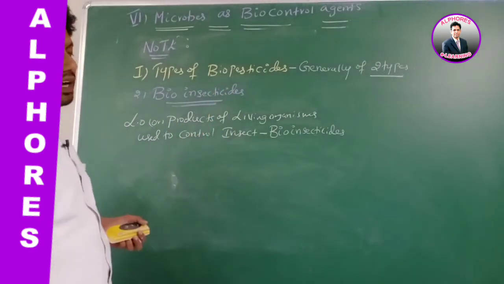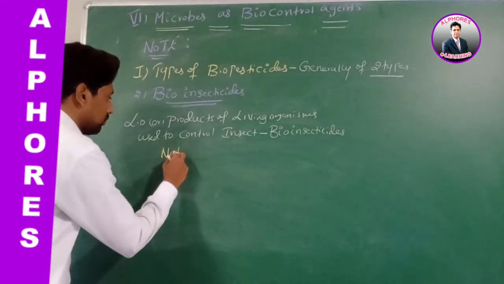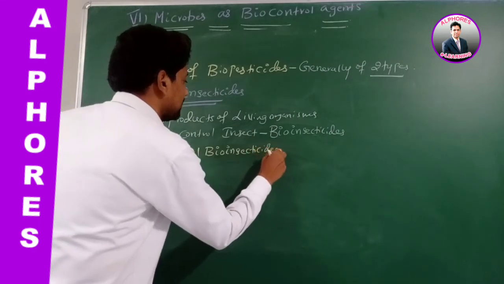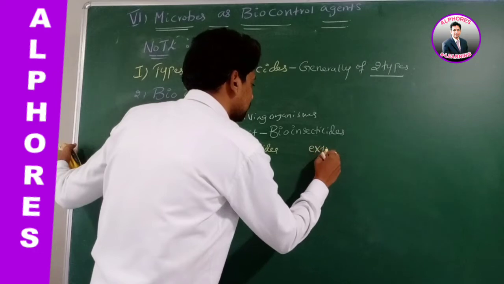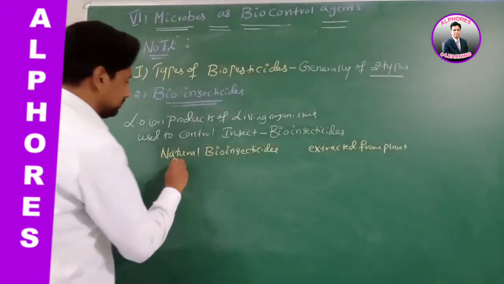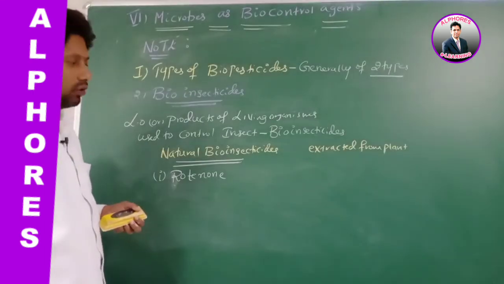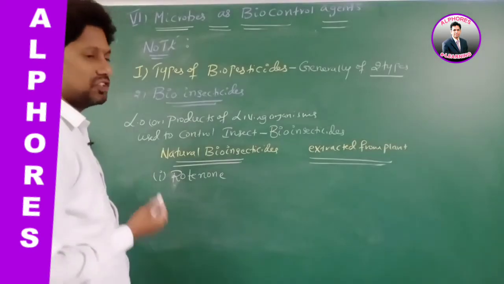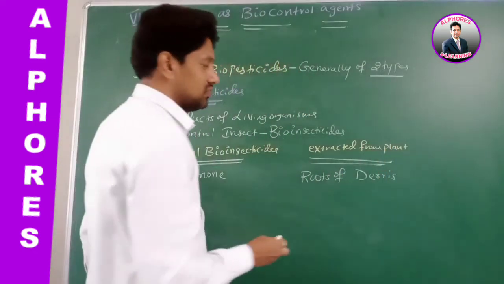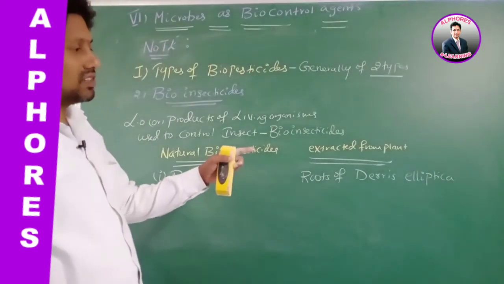Now listen here. What are the natural bioinsecticides? From which plants are they extracted? Natural bioinsecticides. Go for the first one. Number one, rotenone. This bioinsecticide is extracted from the roots of Derris elliptica, right?